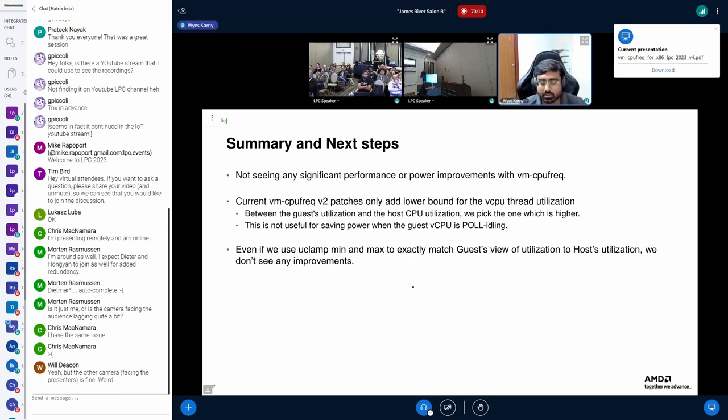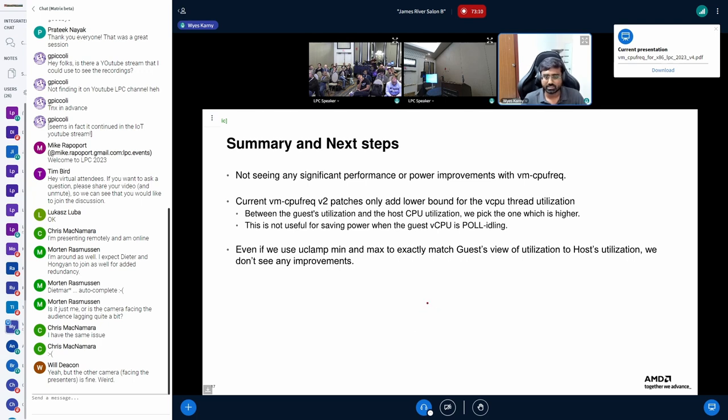So in summary, we don't see any performance and power improvement. That is because the current VM-CPUFreq patches only consider the lower bound of the utilization. They do not consider the upper bound. So we tried adding the upper bound using uclamp min and max also, but we don't see any improvement there either. So this is the current status.